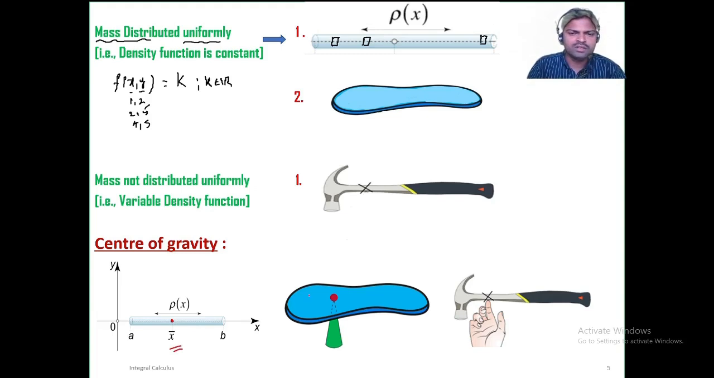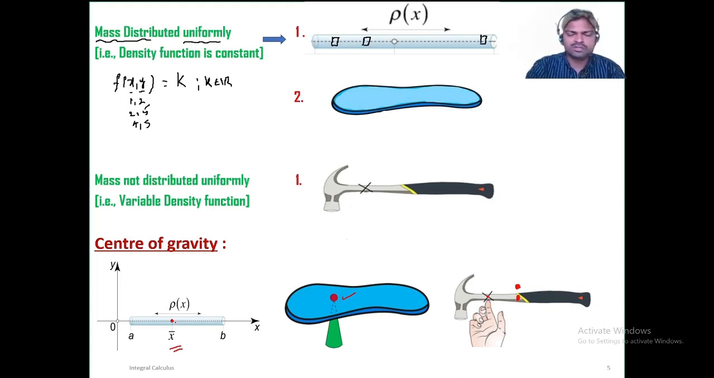And for this object, the balancing point is this one. If you hold here, it will stand. Otherwise, it will fall. Therefore, this is the balancing point, called the center of gravity. Similarly, for this object, the center of gravity is this point. If you hold here, it will stand. Look at the first and third objects. In the first one, you are taking exactly the midpoint. Here you are not taking the midpoint. If you take the midpoint here and hold at this point, then it will not stand, it will fall. Why? Because here the mass is not distributed uniformly, that's why the position is changing. But in the first object the mass is distributed uniformly, so exactly the midpoint will be the center of gravity.